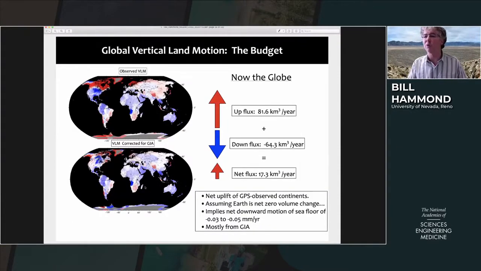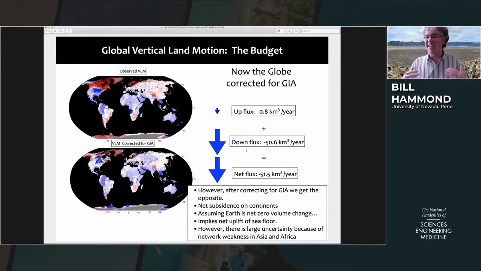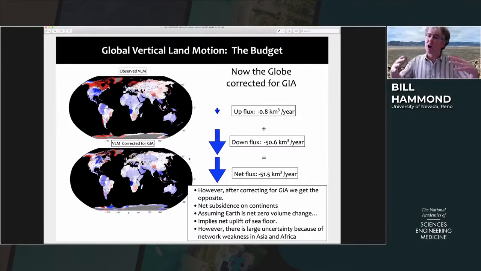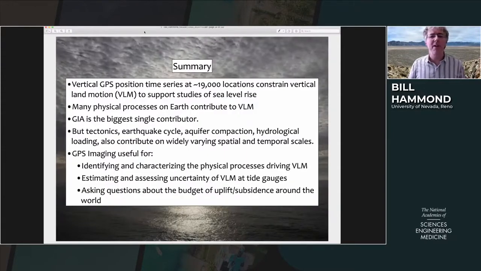We can do this globally, but it becomes highly uncertain because we know so little about the interior of Asia and Africa. But we get a similar kind of result, net upward worldwide: the upflux with GIA is 80 cubic kilometers, down is minus 60, and we get a net up. But if you take away the GIA, you get a net downward around the world that is measured, right? And we're only measuring in certain places on the continent. So this could have implications. Once we start being able to see the vertical land motion on a global scale, we might be able to say, well, if continents are going up overall because of GIA, maybe the seafloor is going down net overall, because those are the places that are unobserved. Okay, that's a little fanciful at this point because we don't have wonderful constraints everywhere across the continents.